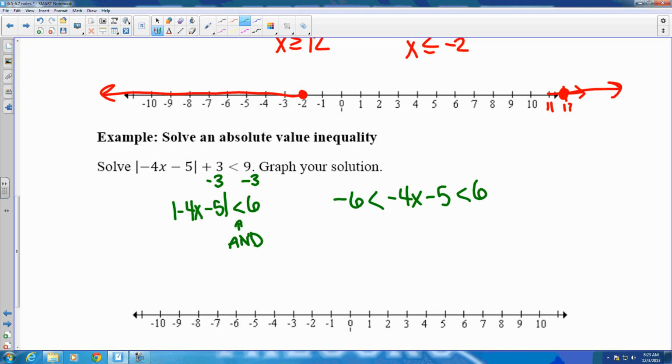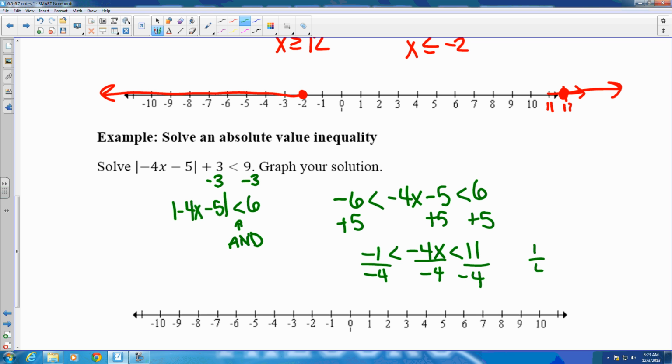And then we try to isolate the x in the middle to solve it. So to isolate it, we need to add 5 to all three sides. Negative 1 is less than negative 4x is less than 11. And then divide everything by negative 4. So remember what happens when we divide by a negative when we're having inequalities is we need to switch the inequality symbols as well as the signs. So negative 1 divided by negative 4, 1/4. Switch the inequality, x greater than negative 11/4, which is negative 2 and 3/4. So here's negative 2 and 3/4. Here's 1/4. It's in between because it's an and.